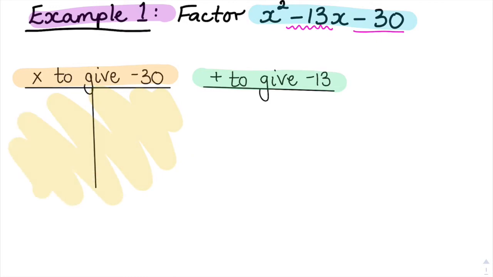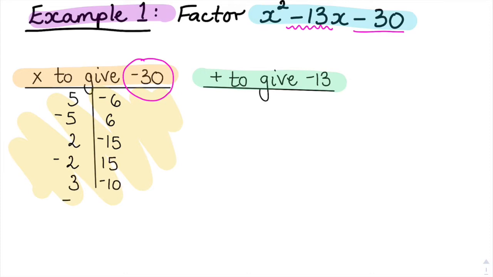So we need to find two numbers that multiply together to give us negative 30. So let's write down the factors of negative 30. Well, 5 times negative 6 gives me negative 30, as does negative 5 times positive 6. 2 and negative 15 are also factors, as are negative 2 and positive 15. We've got 3 and negative 10, negative 3 and positive 10. I could continue going on, but I'm pretty sure one of these sets is going to add to give me the negative 13.